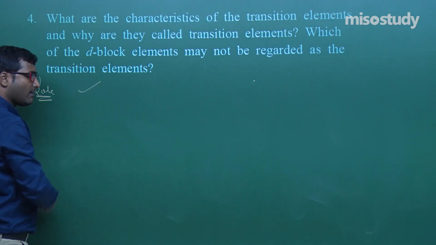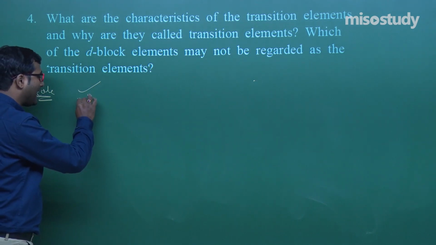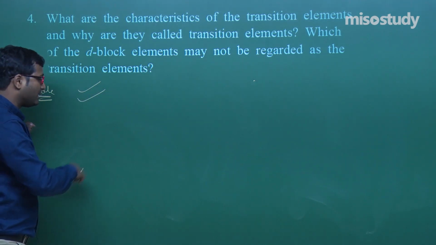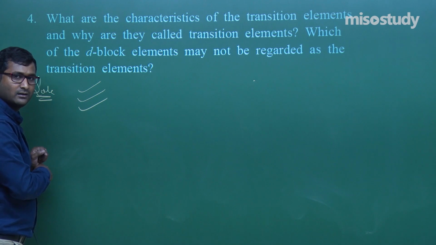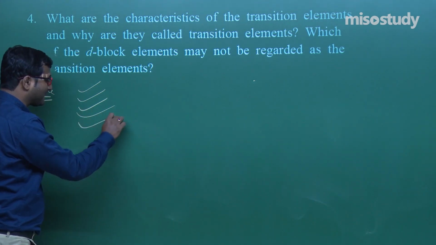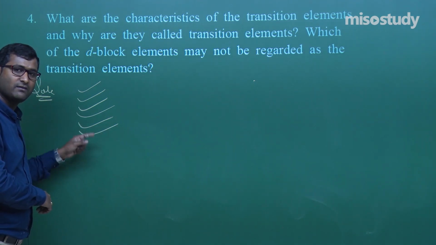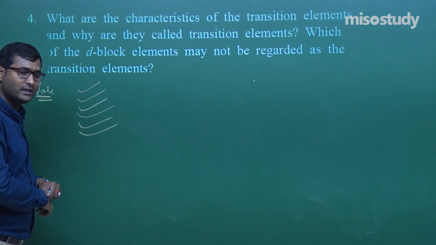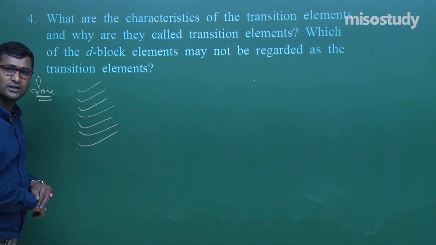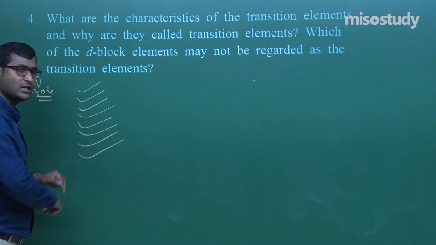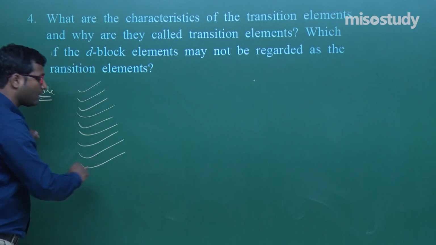What are the characteristics of transition elements? They form colored compounds. Yes, they have high heat of atomization. They are generally hard metals. They have magnetic properties. They have catalytic action also. They form colored compounds in solid state, even in aqueous solution also. They show variable oxidation states. They form interstitial compounds. They can form alloys.